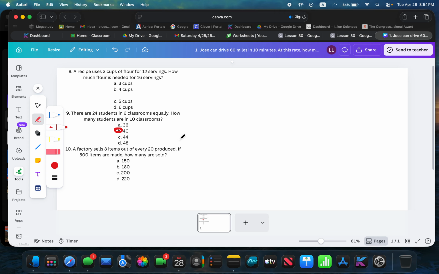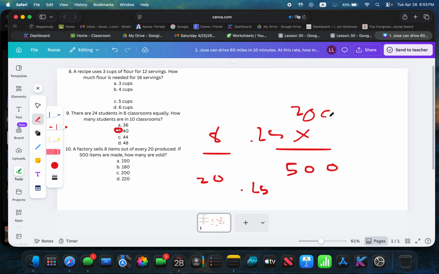A factory sells 8 items out of every 20 produced. If 500 are made, how many are sold? I'm sorry, I said the proportions wrong. Because 8 sells, 500 are made. Now, how do you get 20 to 500? Well, you multiply by 25. Remember, what you do to the top, you always have to do to the bottom. So 25 times 8, that's basically 200. 200 are sold. And thank you for listening.